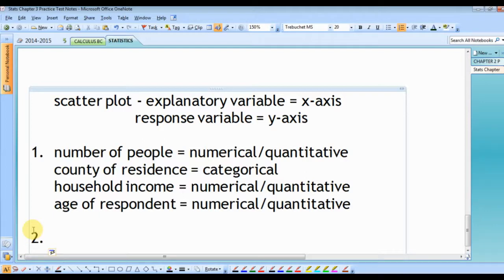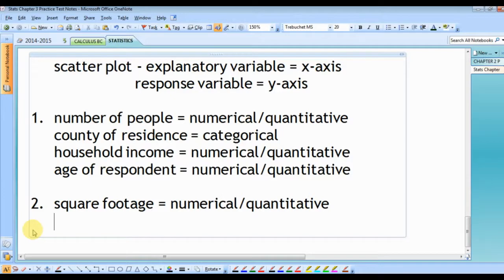Number 2. A description of different houses on the market includes the following 3 variables. Which one is quantitative? I don't think I want to go through the entire thing again. So quantitative here, let's see. Actually, this is a trick question, isn't it? Square footage. A typical answer would be, let's just say, 60,000 square feet. That's a number, so numerical.